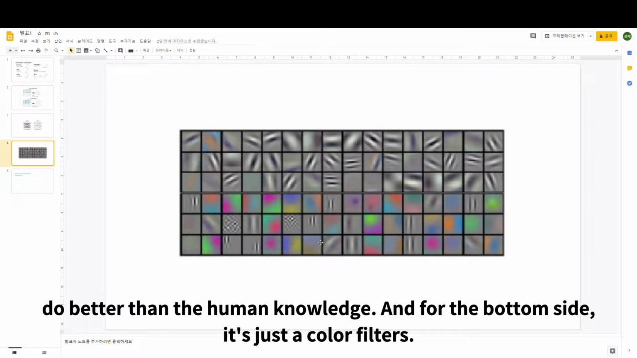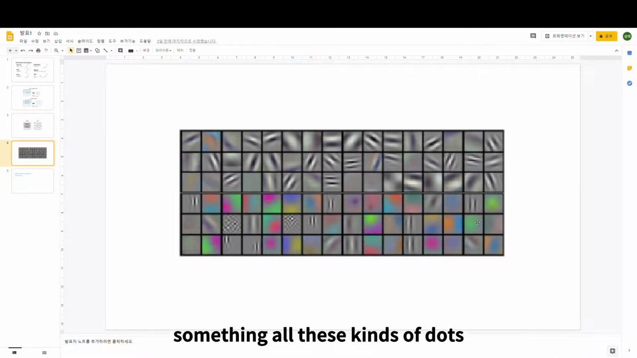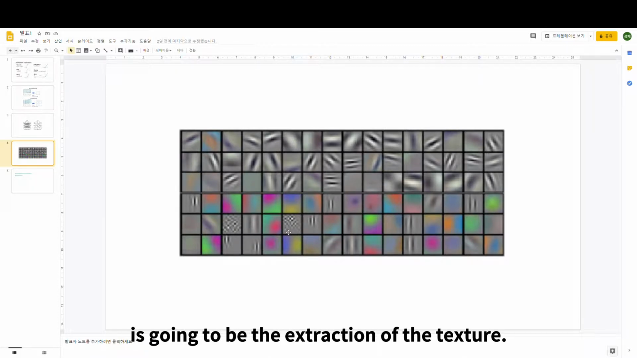And the bottom side shows the color filters. For example, the green ones are usually utilized to detect grass or trees or something, and that kind of filter is used for the extraction of texture.